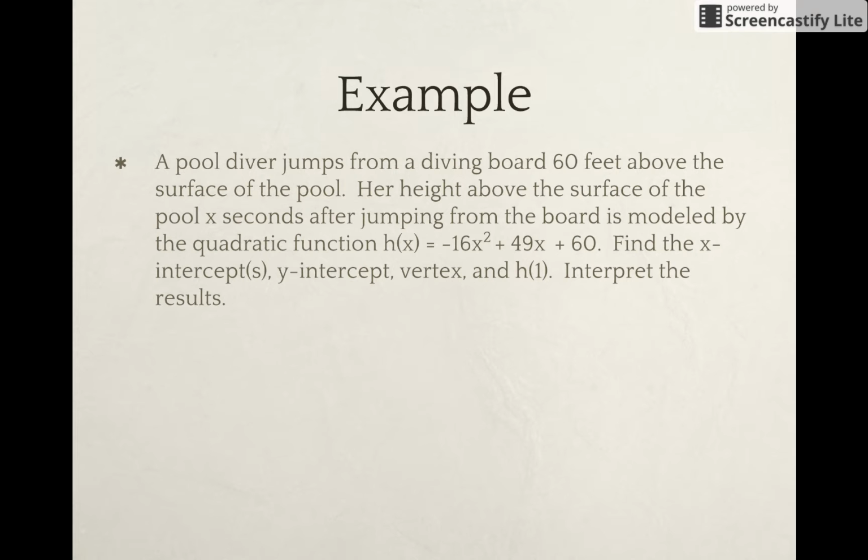Consider the example of a pool diver that jumps from a diving board 60 feet above the surface of the pool. Her height above the surface of the pool, x seconds after jumping from the board, is modeled by the quadratic function h of x equals negative 16x squared plus 49x plus 60. Let's find the x-intercept, or intercepts, as there could be more than one, the y-intercept, the vertex, and the function value h of 1. After we find those values, let's interpret the results.